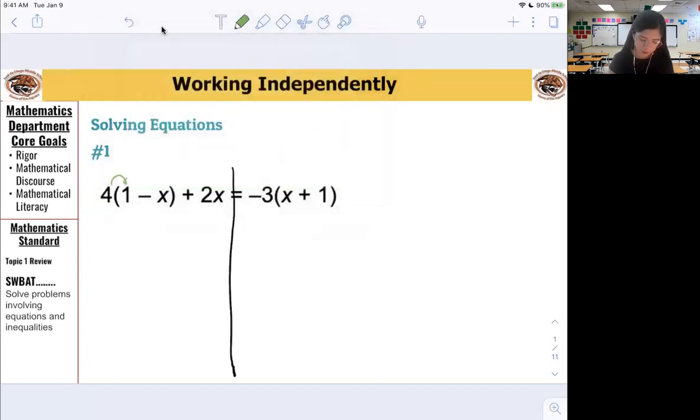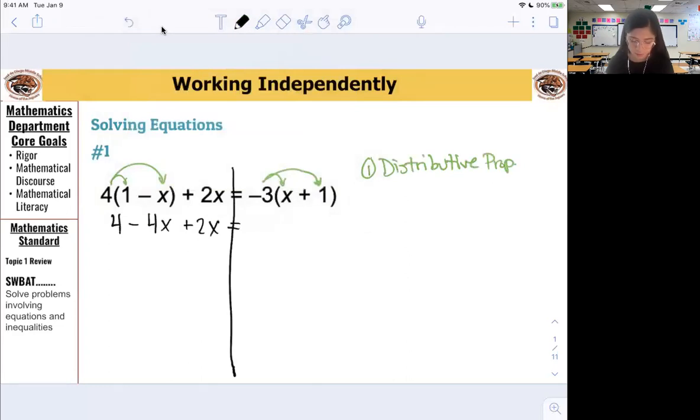So step 1 is to get rid of my parentheses, and we do that using the distributive property. So I'm going to multiply. 4 times 1 is 4, and 4 times negative x is negative 4x. I bring down my 2x. Cool. On the right side, negative 3 times x is negative 3x. Negative 3 times positive 1 is negative 3. So that was distribution. Now, I'm rid of my parentheses.